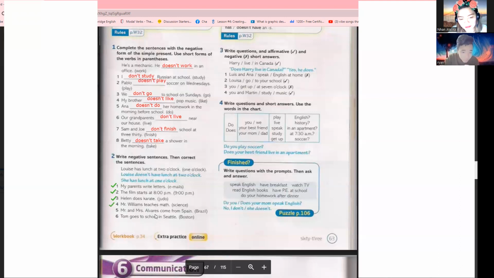How about number 5? Mr. and Mrs. Alvarez don't come from Spain. What is the pronoun for Mr. and Mrs. Alvarez? Mr. and Mrs. Alvarez come from Brazil. What pronoun will replace Mr. and Mrs.? All right, we can use they. They come from Brazil.